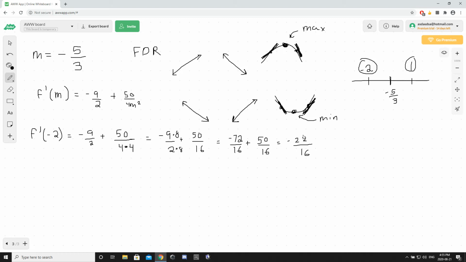Because that answer being negative tells us that this is a negative slope, that the slope of the tangent at that point is negative, aka that tangent line is going down. Now, that was for the value to the left of negative 5 over 3. So let's do the value to the right of negative 5 over 3.